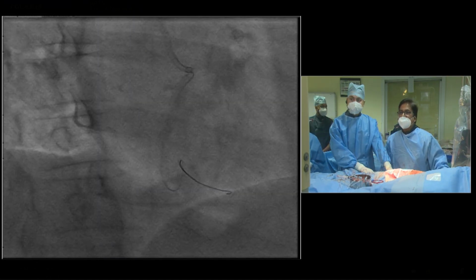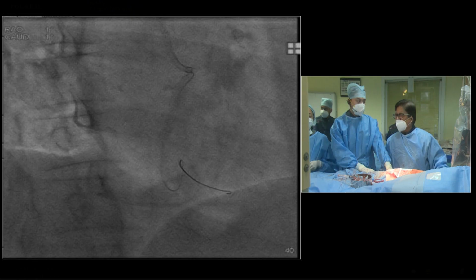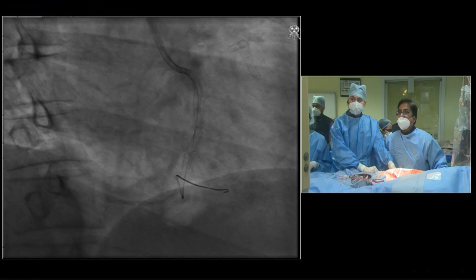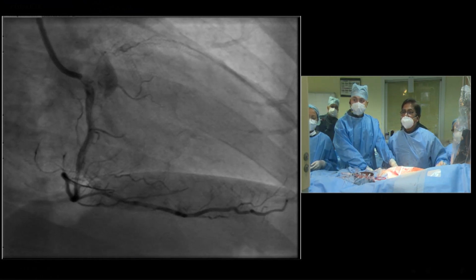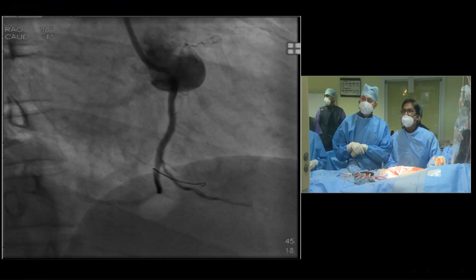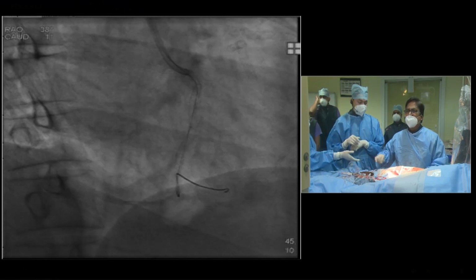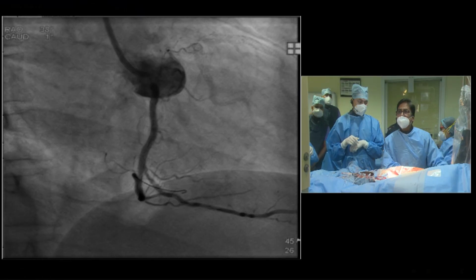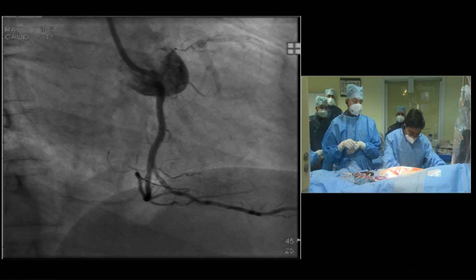So you will see the division of the OM and the origin of the PDA here better. Come on, inject. So now you see the origin of the PDA is also good. I think it's fine. It's perfect. I don't think we need to do anything. Very good. I personally feel nothing is required. I have pulled out the wire. That's everything. Everything is fine. Before you tell me anything else to do.